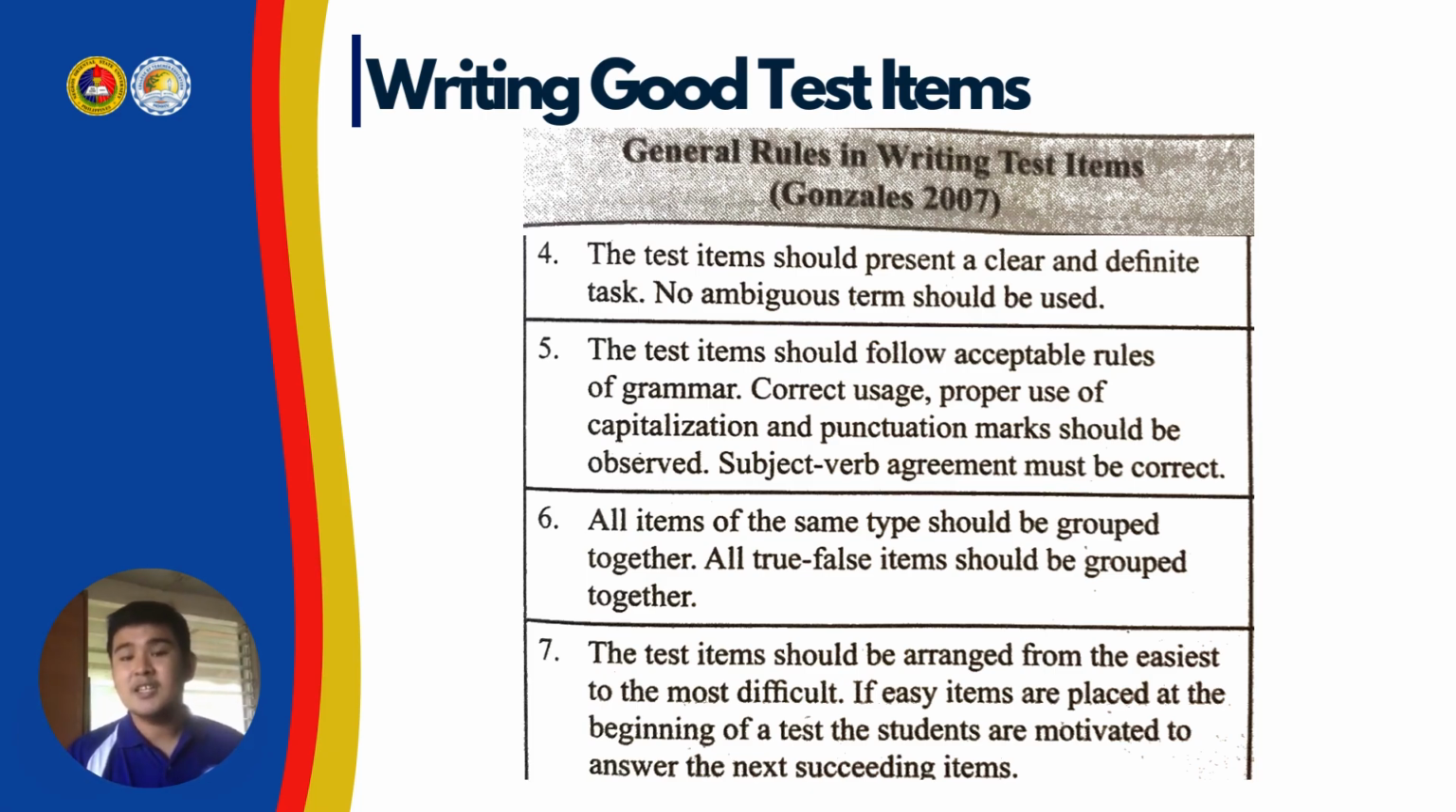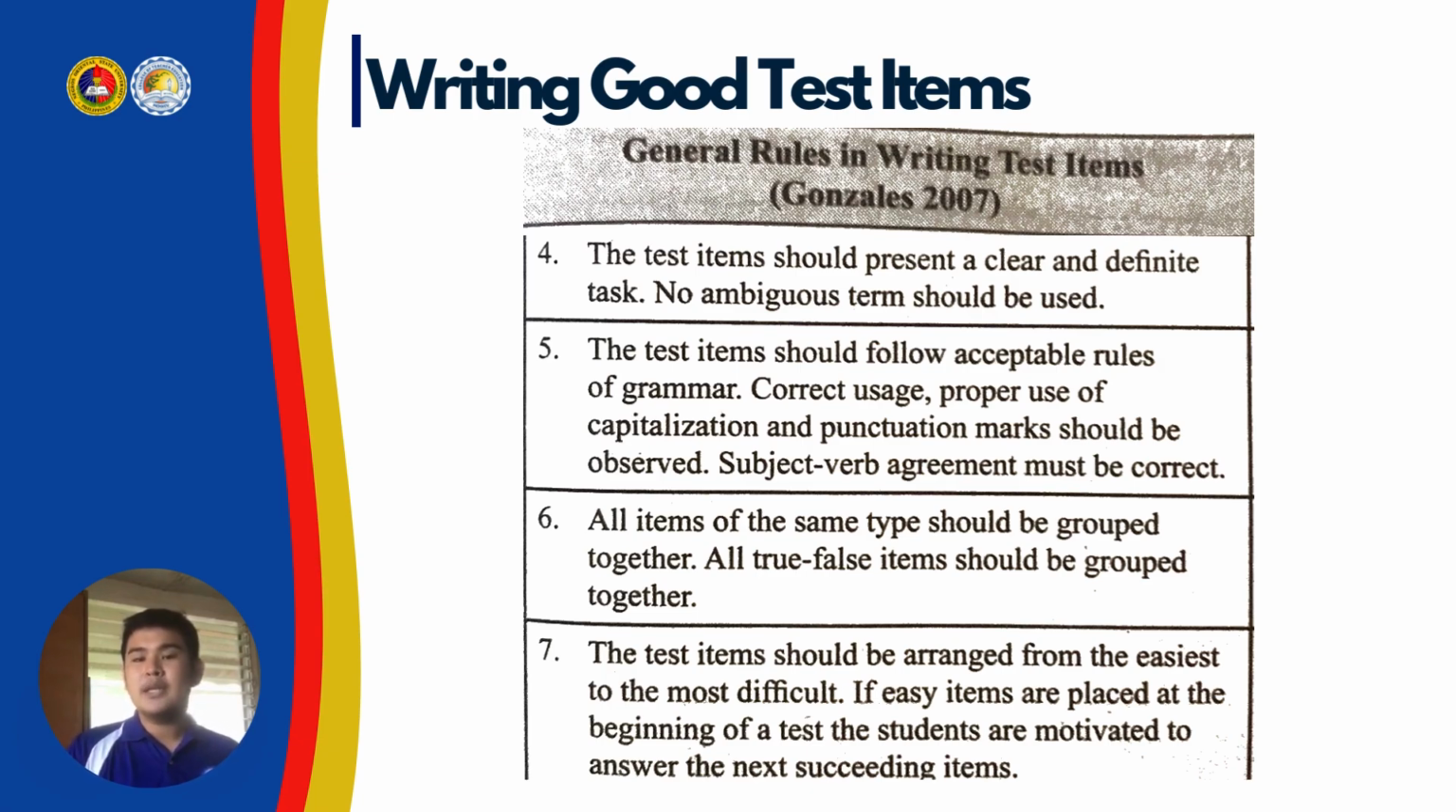In addition, the test items should present a clear and definite task. Each question must specify exactly what we want students to do. Ambiguous terms can confuse students, so it's crucial to be specific. For example, instead of saying discuss photosynthesis, we might ask, in 2 sentences, explain how plants use sunlight in photosynthesis. This way, students know exactly what's expected of them.